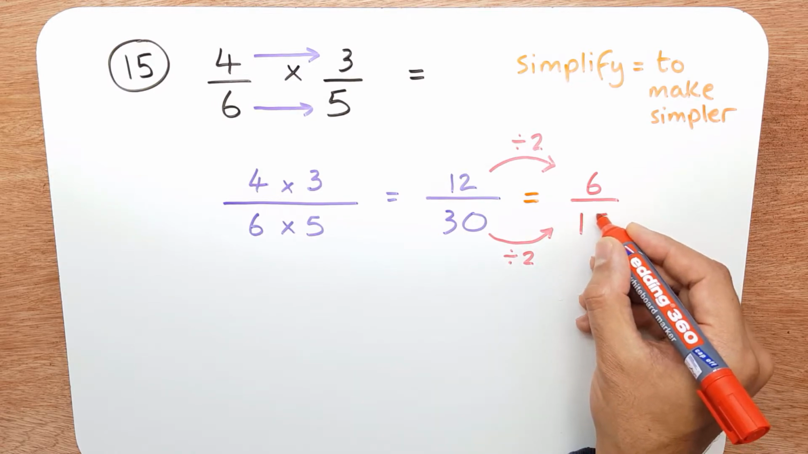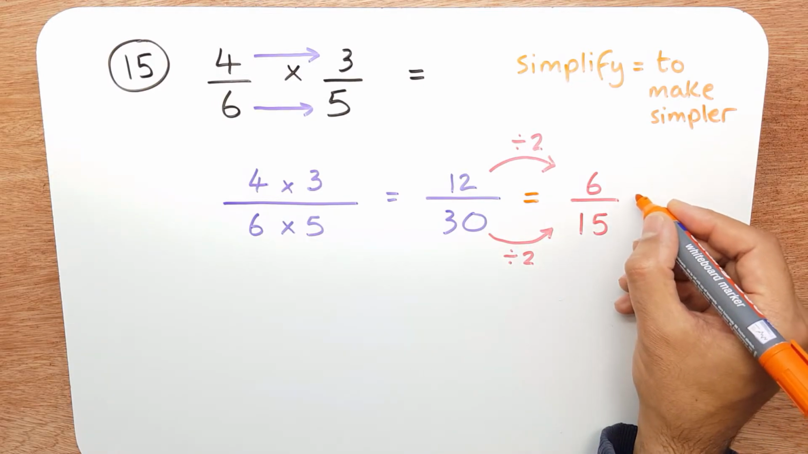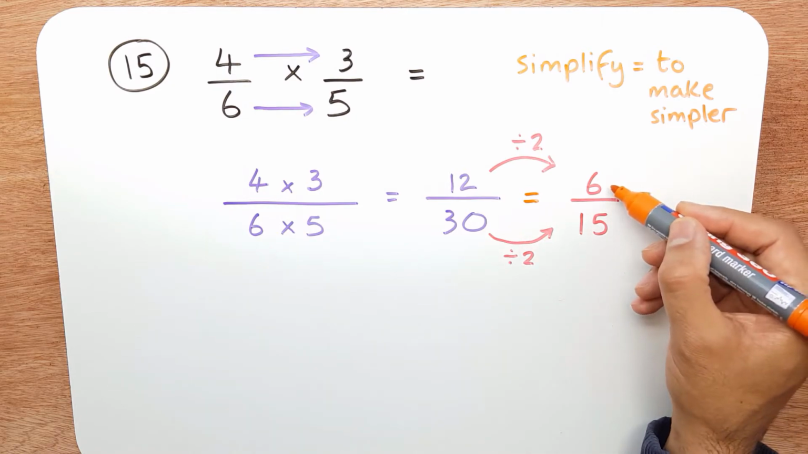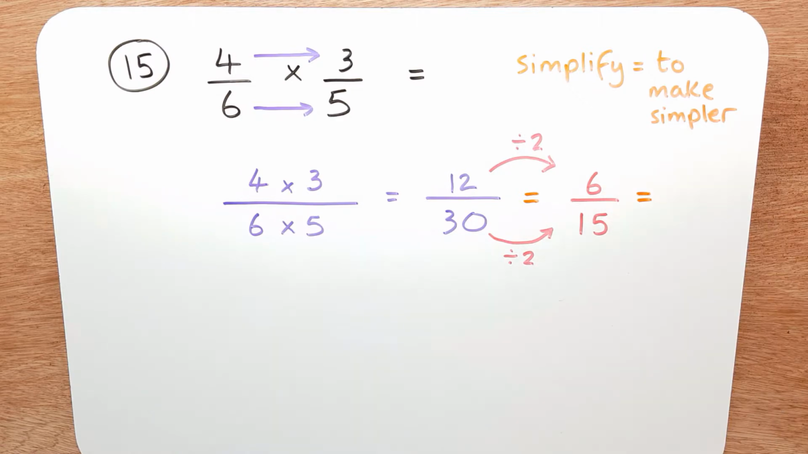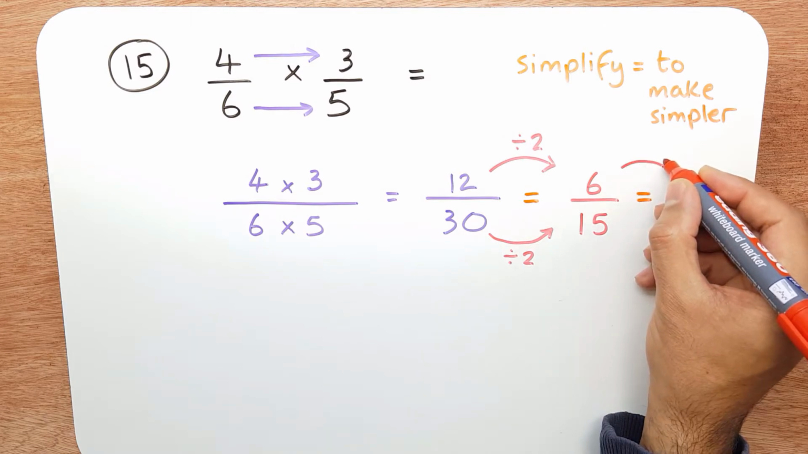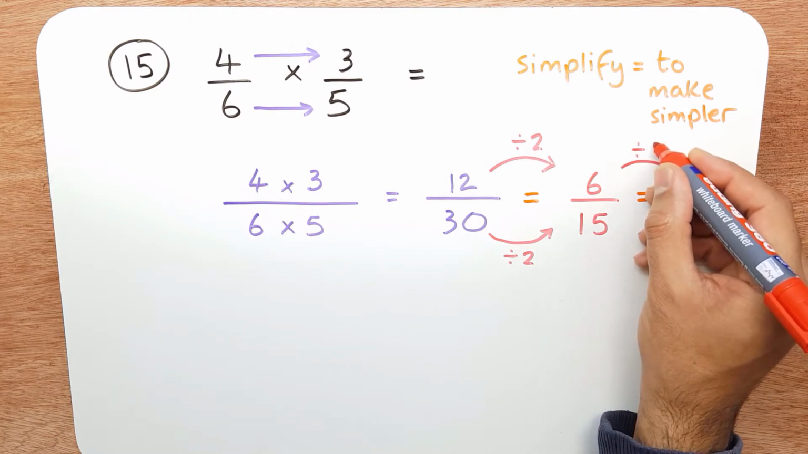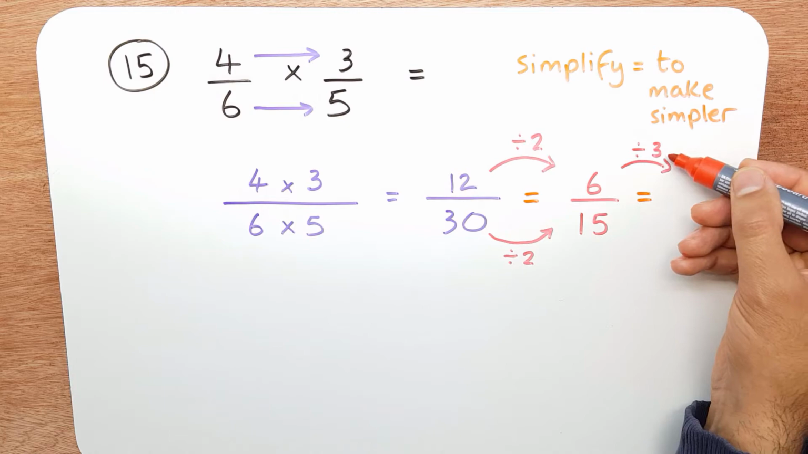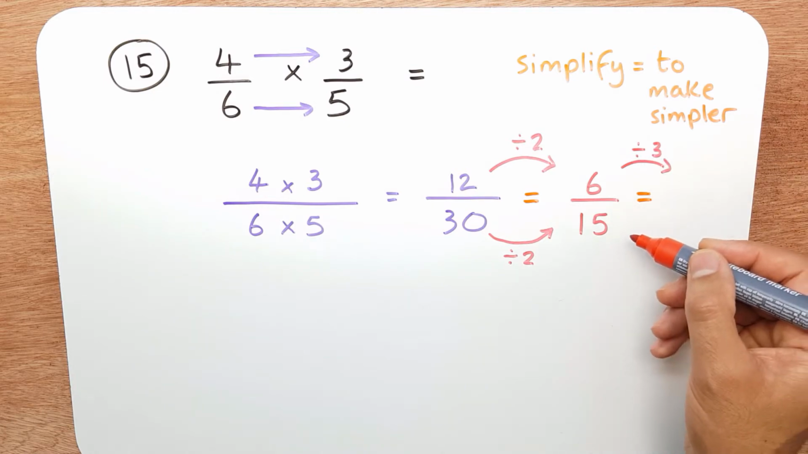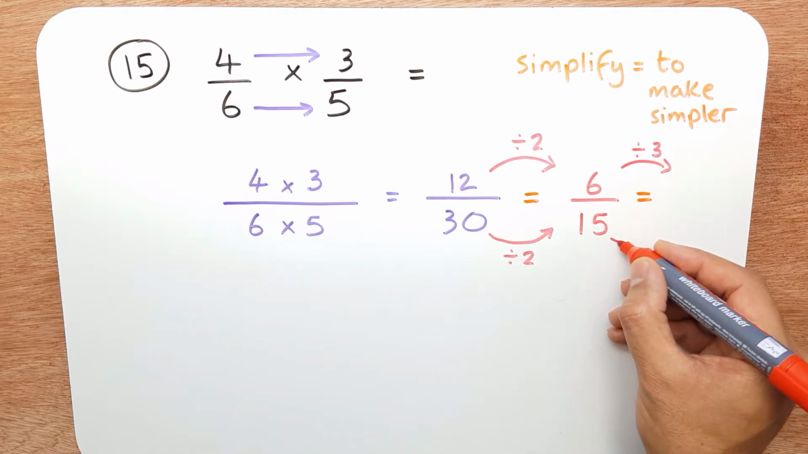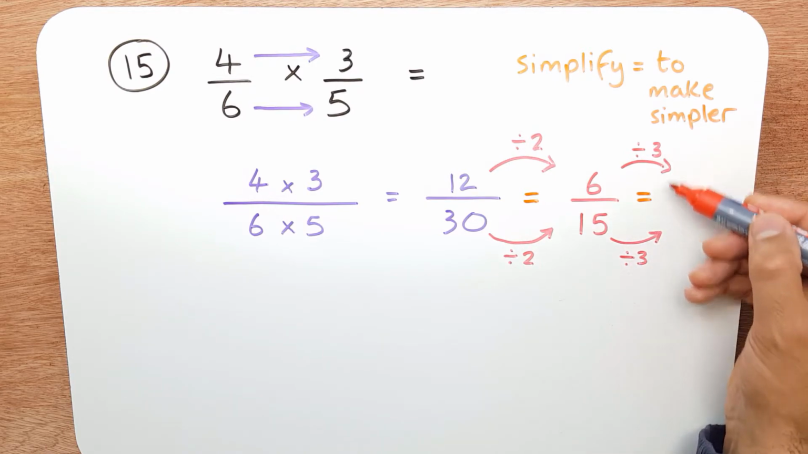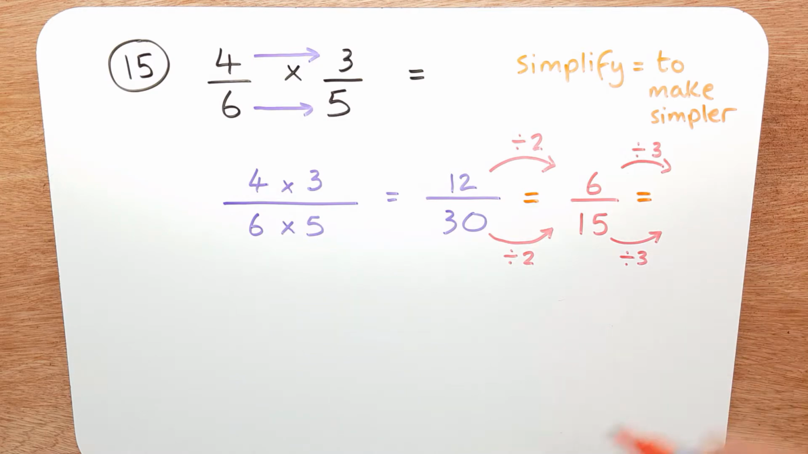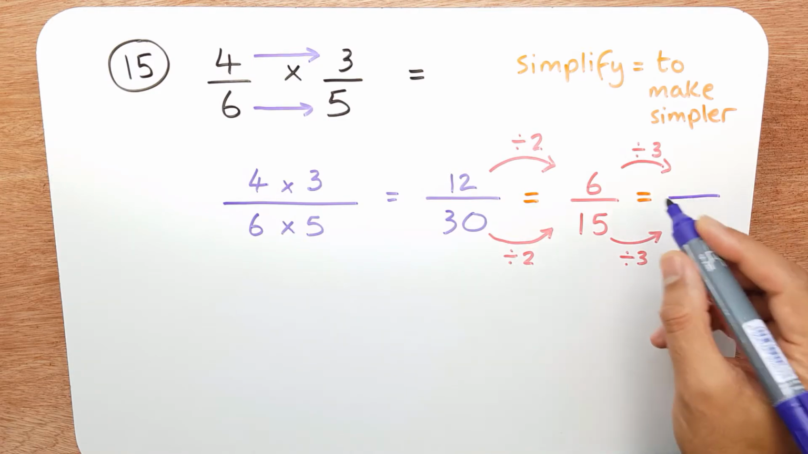is 15. Now if I look carefully and I know my 3 times table, I can see that the 6 and the 15 are both in the 3 times table. So I can divide the top by 3, and whatever I do to the numerator or the top, I have to do to the denominator. I can divide the denominator by 3. They have to be the same number. It's important you know that. So I do the fraction line.